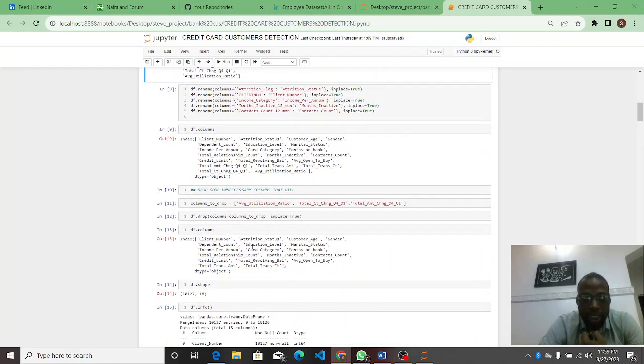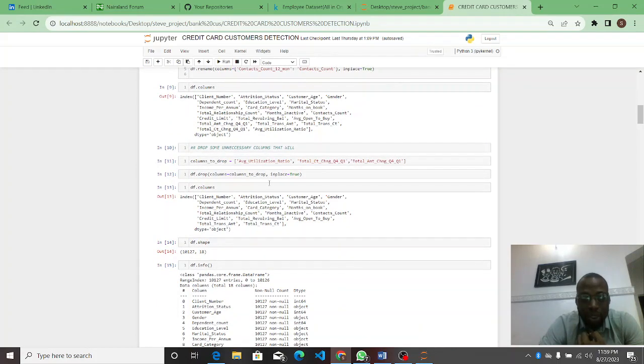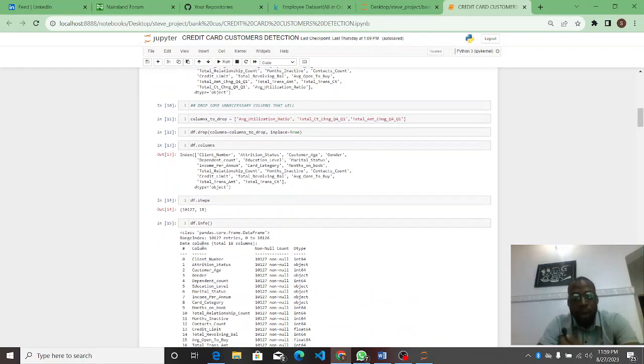Initially we had 21 columns, but after dropping the unnecessary ones, now we have 18 columns, and we have 10,000 rows, which basically points us at 10,000 clients that we will be analyzing. And I was able to get that by checking the shape of the data frame.